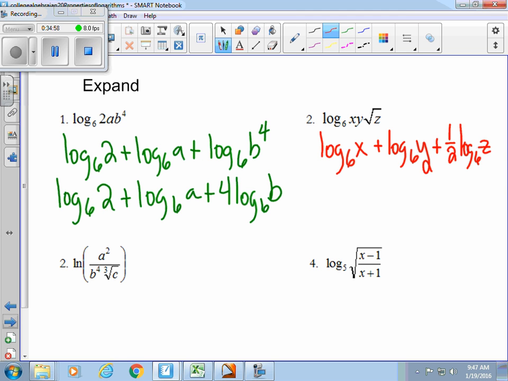I don't get how you did that. Was it because it's a square root? Mm-hmm. So showing this step before this last piece is log base 6 of x times the square root of z. And then the square root is a what?